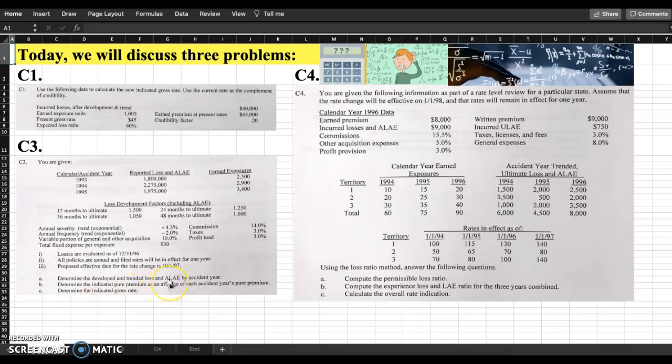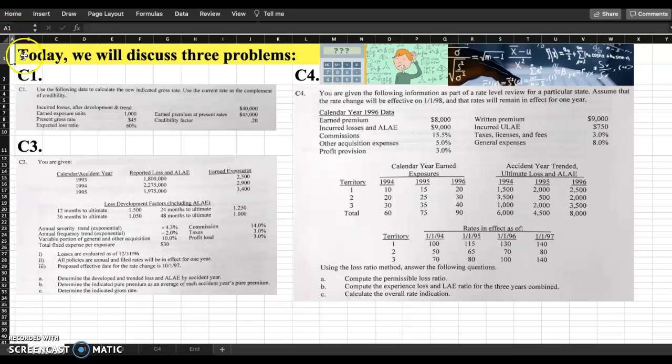and ALAE by accident year, and we need to find the indicated pure premium, and lastly we need to find the indicated growth rate. The last problem is we have the following given data, and using the loss ratio method we need to find the permissible loss ratio, experience loss and LAE ratio for the 3 years combined, and the overall rate indication.